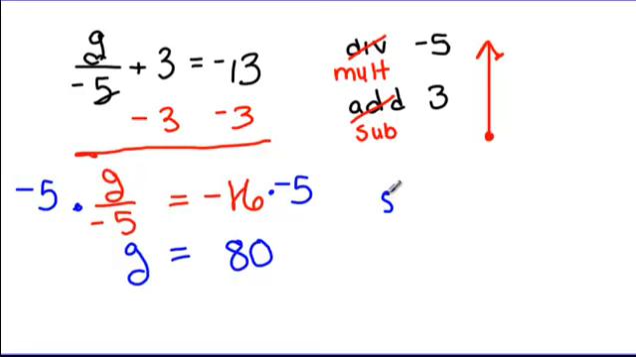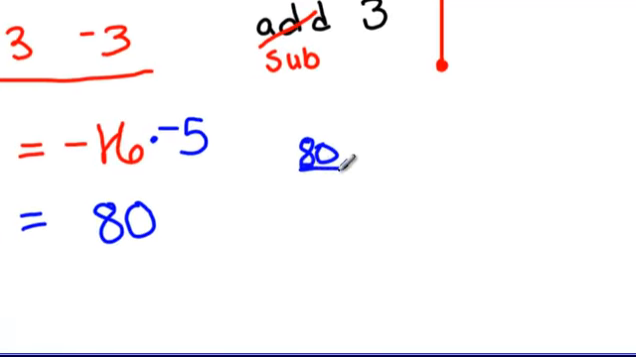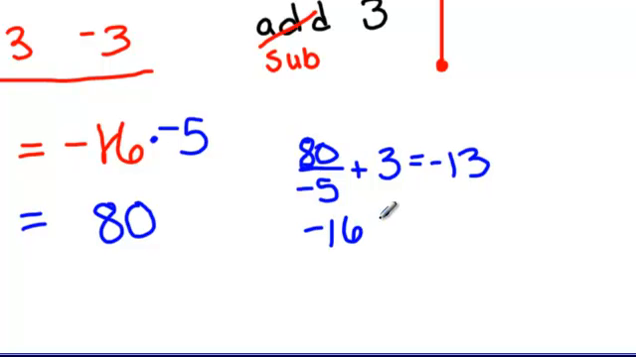And we have 80 divided by negative 5 plus 3 equals negative 13. What is 80 divided by negative 5? That's right, it gives you a negative 16. Negative 16 plus 3, does that give you a negative 13? Yes, so this works. Okay, so that's about it with multi-step equations.